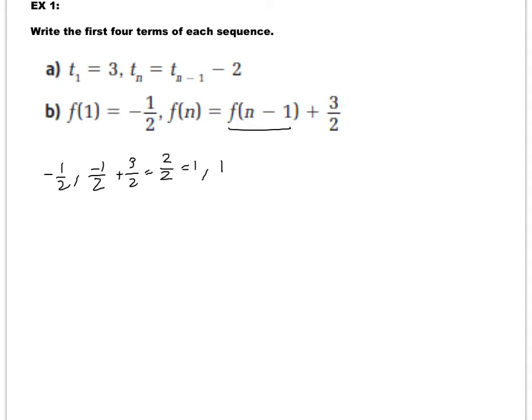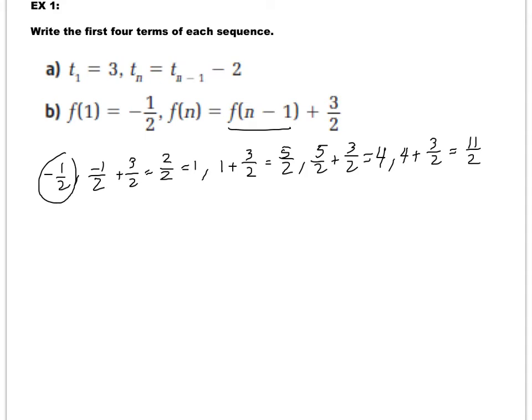The next term is going to be again the previous term, which is 1, plus 3 over 2. 1 is 2 over 2 plus 3 over 2, which gives us 5 over 2. And the next term is going to be 5 over 2 plus 3 over 2, which is 8 over 2, which is 4. And the next term is going to be 4 plus 3 over 2. 4 is 8 over 2 plus 3 over 2 is 11 over 2. So the terms are negative 1 over 2, 1, 5 over 2, 4, and 11 over 2.